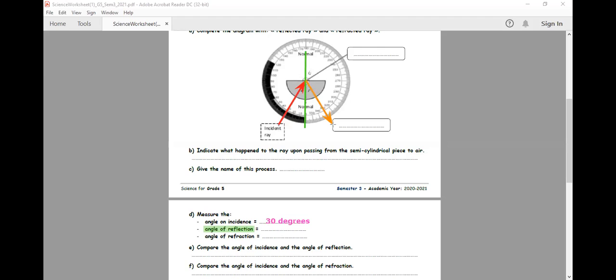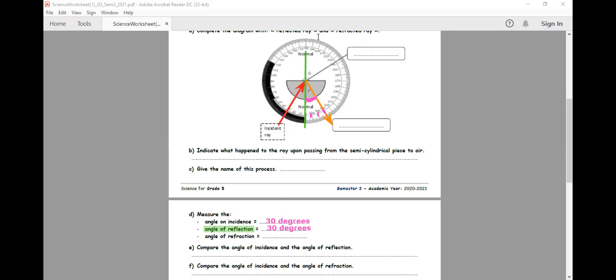Thank you يا لانا. You're doing an excellent job today. The angle of reflection is found between the normal and the reflected ray. So it's right here. Yalla, let's measure it together. 10, 20, 30. So what's the measure of the angle of reflection? 30 degrees.